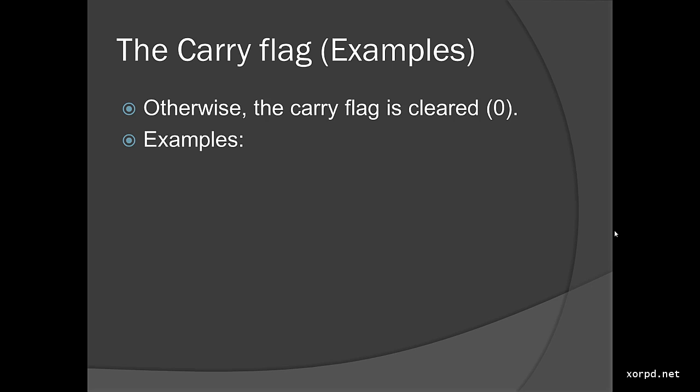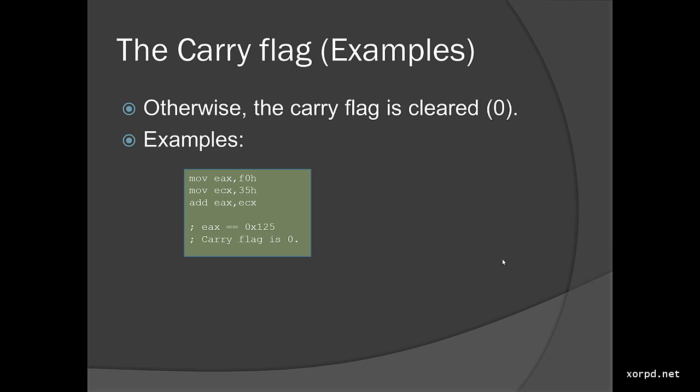Let's look at some examples. First, we have this example. We set EAX to be of value F0, and then ECX to be of value 35 in hexadecimal. And then we add those two numbers. We get that the result is going to be 125 in base 16. Of course, we don't have wraparound here, because EAX and ECX are of very large capacity. They can hold 32 bits, and those numbers are pretty small.